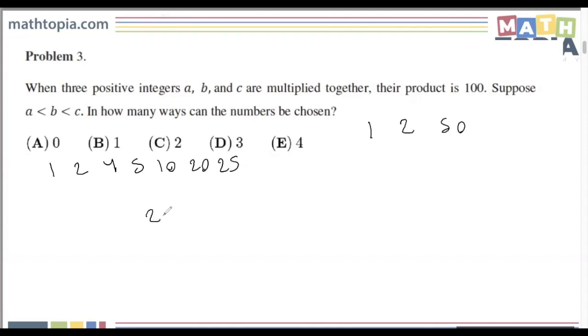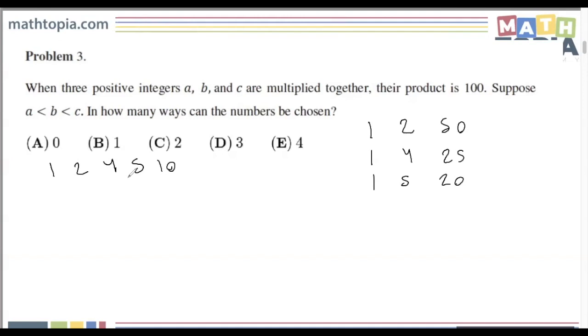And now what about 25? Well, from 25, there's 2 ways we can complete it, 4 and 1 or 2 and 2. But once again, 2 and 2, those are equal numbers. We can't have any equal numbers. So our only answer would be 1, 4, and 25. So that's the only way we can do it with 25. So now we'll erase 25. So what happens if we include 20? Well, with 20, we can only have 5 and 1 left over. So that would give us the solution 1, 5, 20.